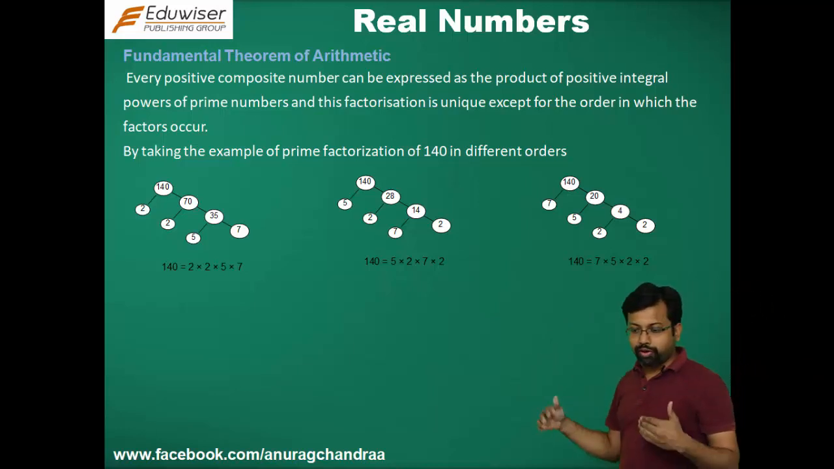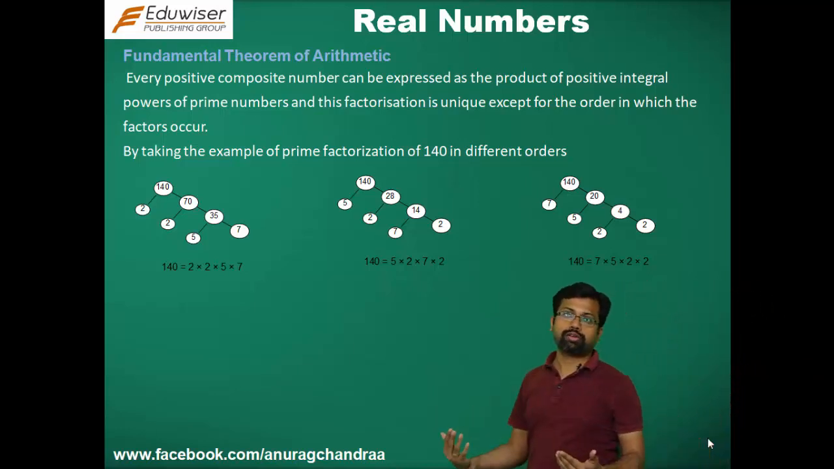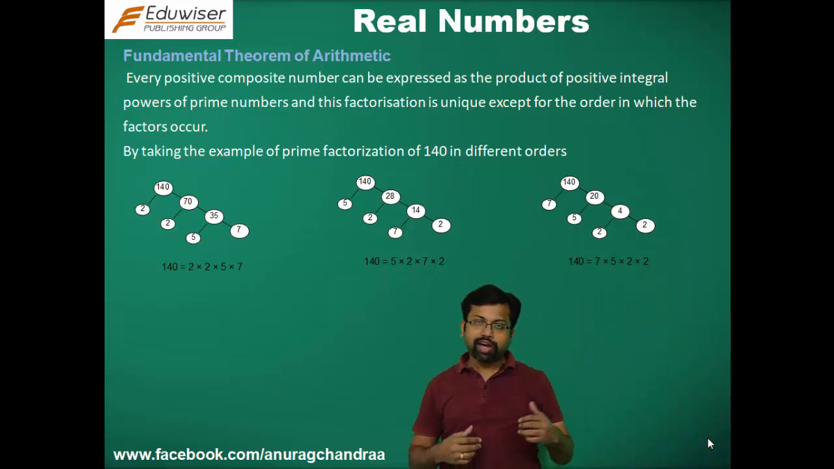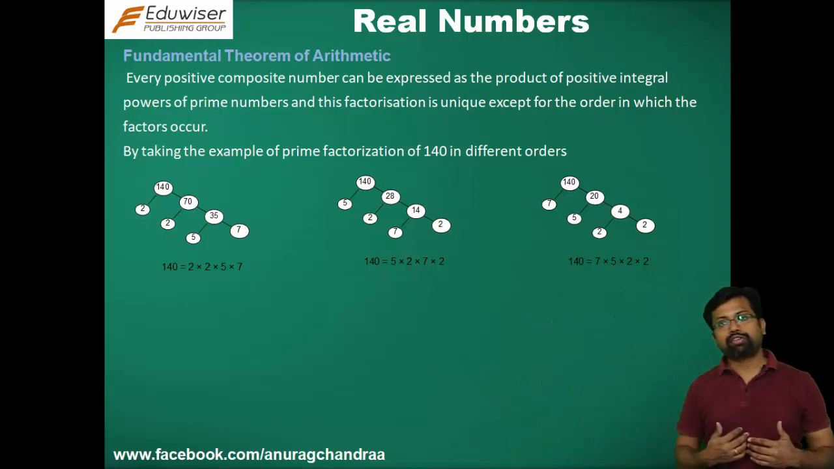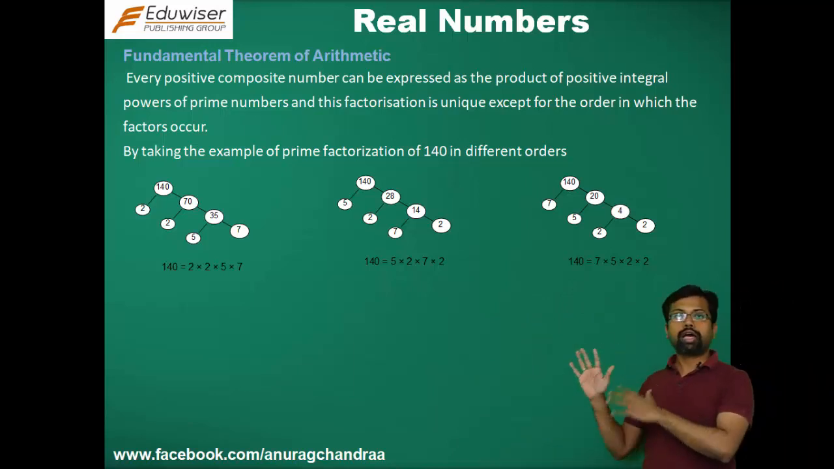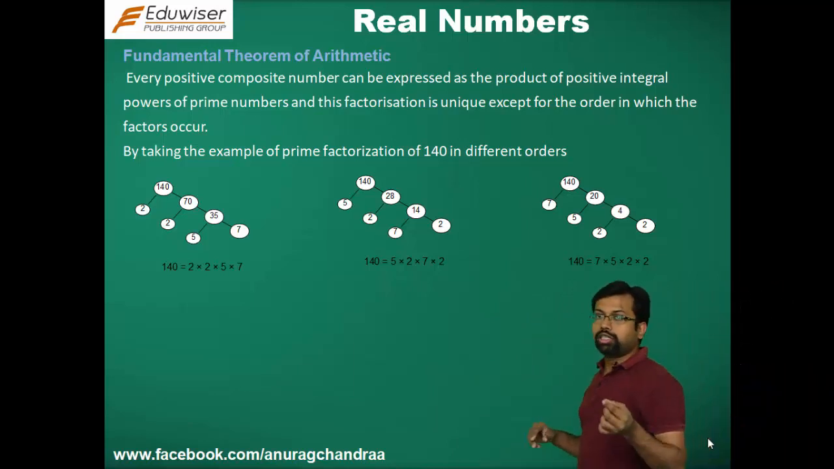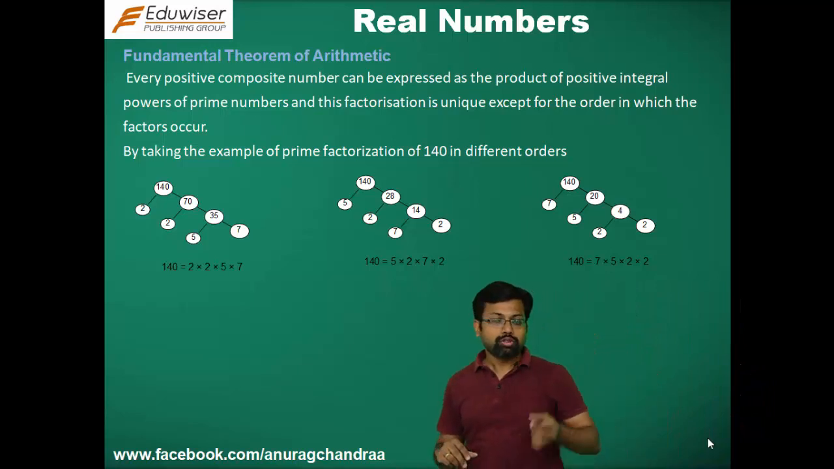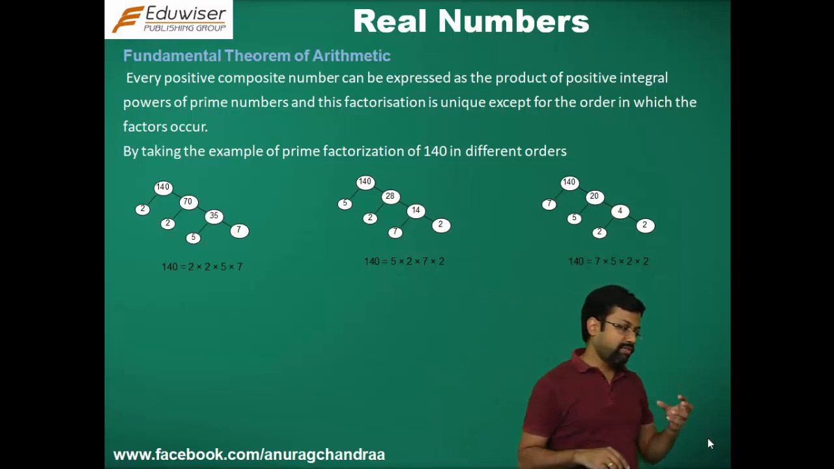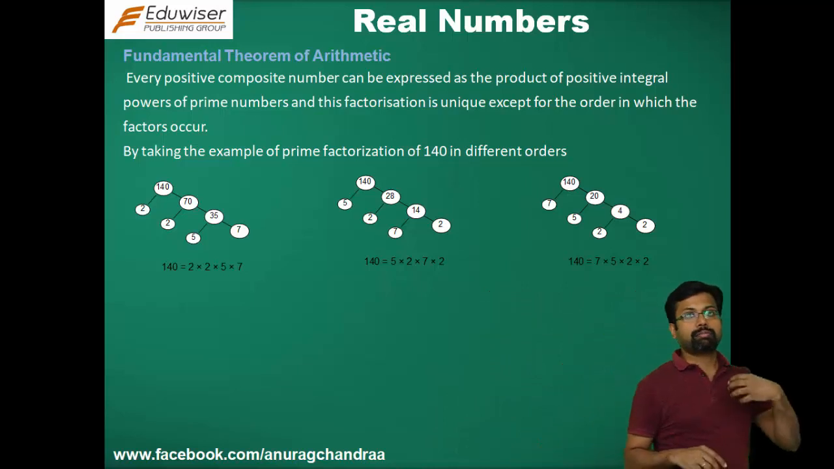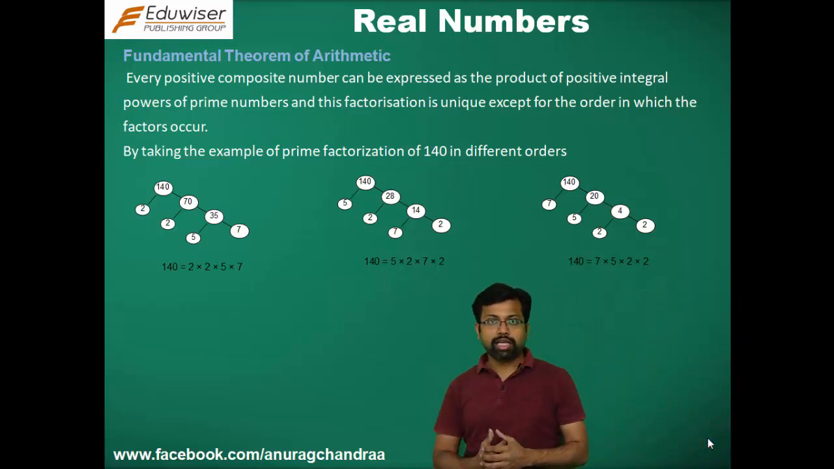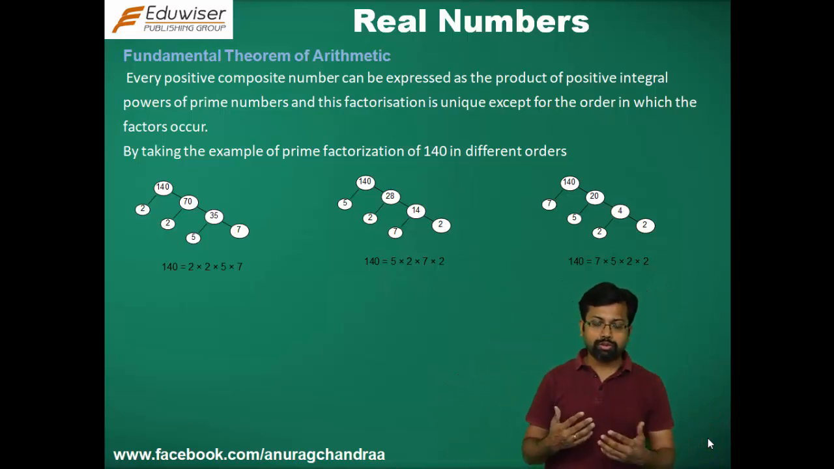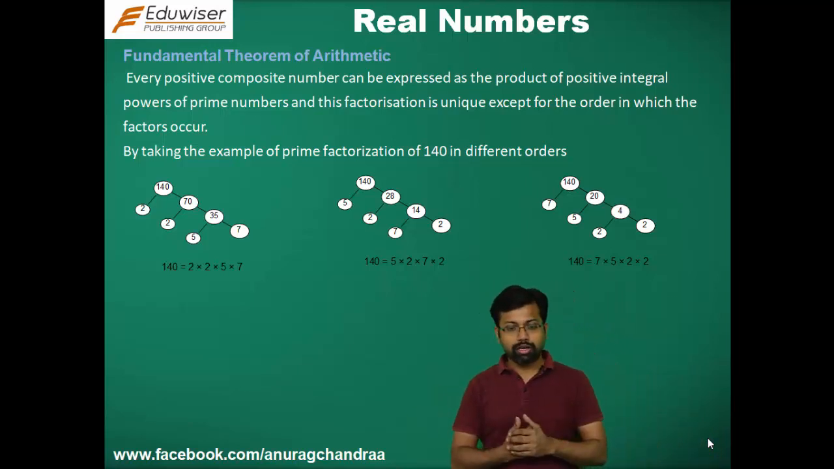So you can write 140 as 2 into 2 into 5 into 7, or you could write it as 5 into 2 into 7 into 2, or you could write it as 7 into 5 into 2 into 2. So the order has changed, but the uniqueness in the prime factors has not. So any composite number will have fixed unique prime factors, and this is what the fundamental theorem of arithmetic states. How do we use it and where do we use it? We are going to see it now.